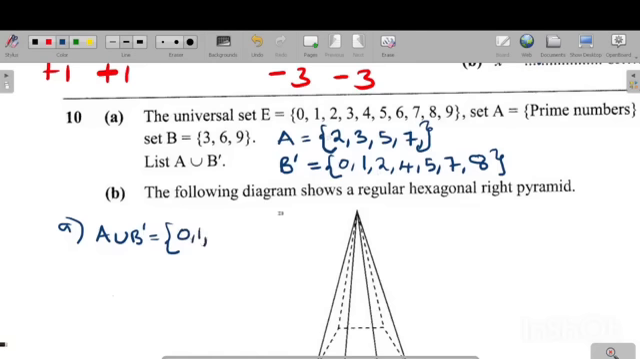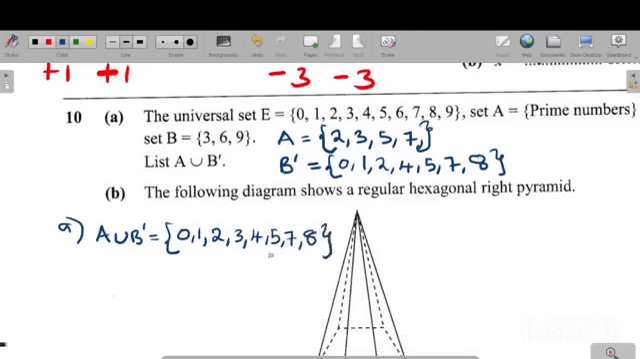2 is found in both, so we'll just write it once. 2. Then 3, so we have 3. Then do we have 4? Yes, 4. Then we have 5. 5 is found in both, but we'll write it once. And then do we have 6? No. Do we have 7? Yes, so 7. And finally 8.